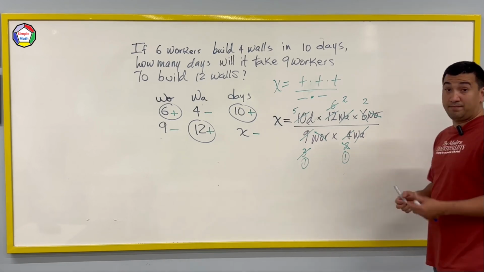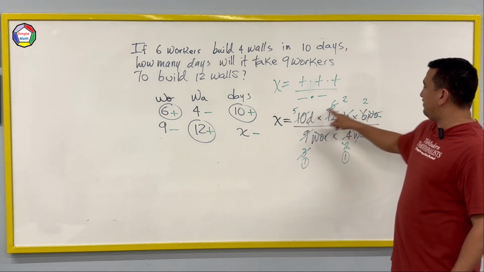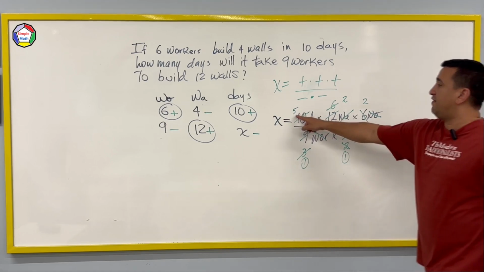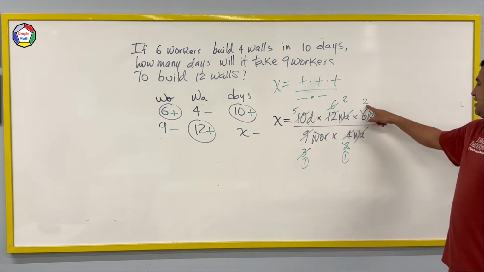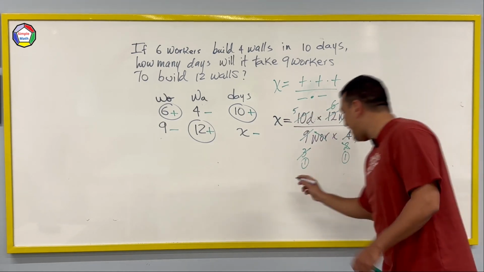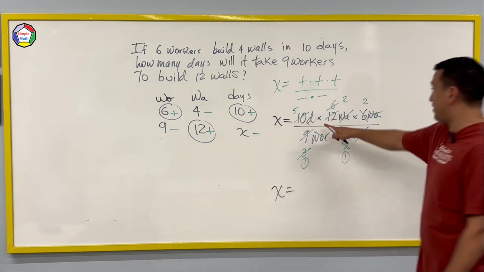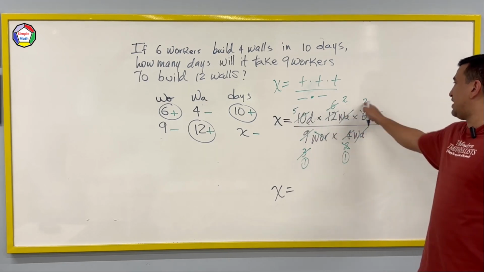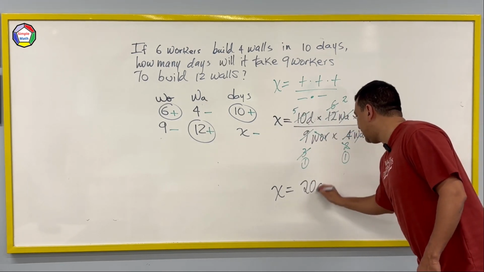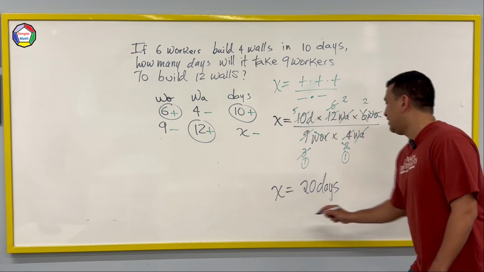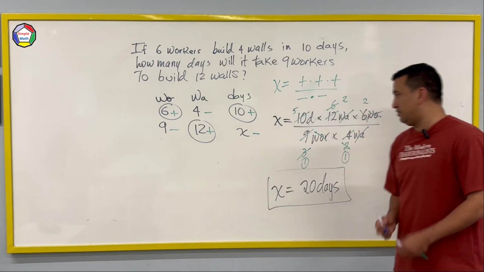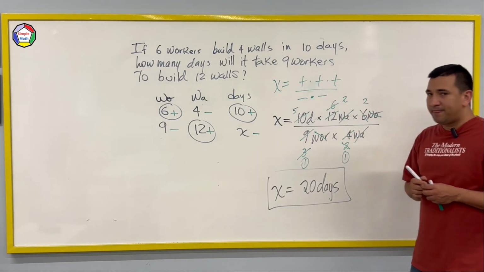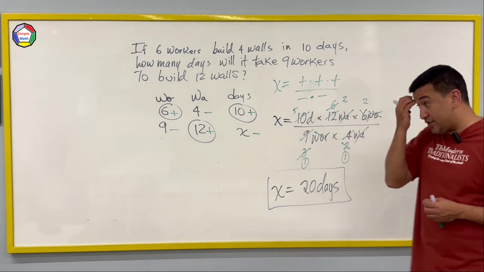I cannot continue simplifying more, so I will multiply 5 times 2 times 2. 5 times 2, 10. 10 times 2, 20. So x is going to be, remember, days, 20 days. That's the answer of my problem. And that's the way we solve this type of exercises.